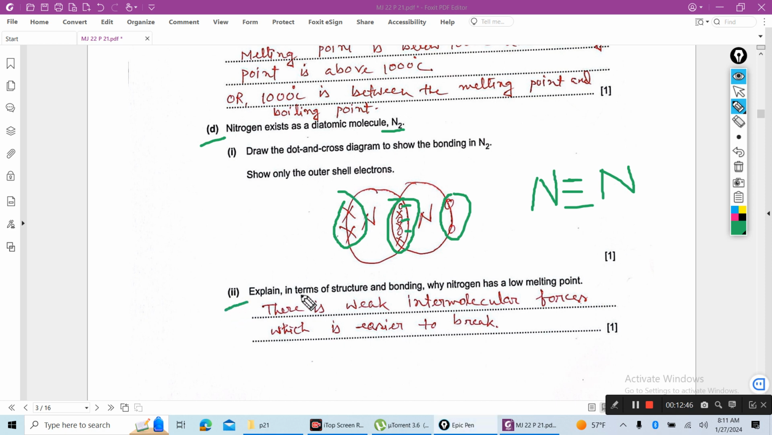Number 2, explain in terms of structure and bonding why nitrogen has a low melting point. Low melting point means there are weak intermolecular forces. There are weak intermolecular forces between nitrogen molecules, which are easier to break.